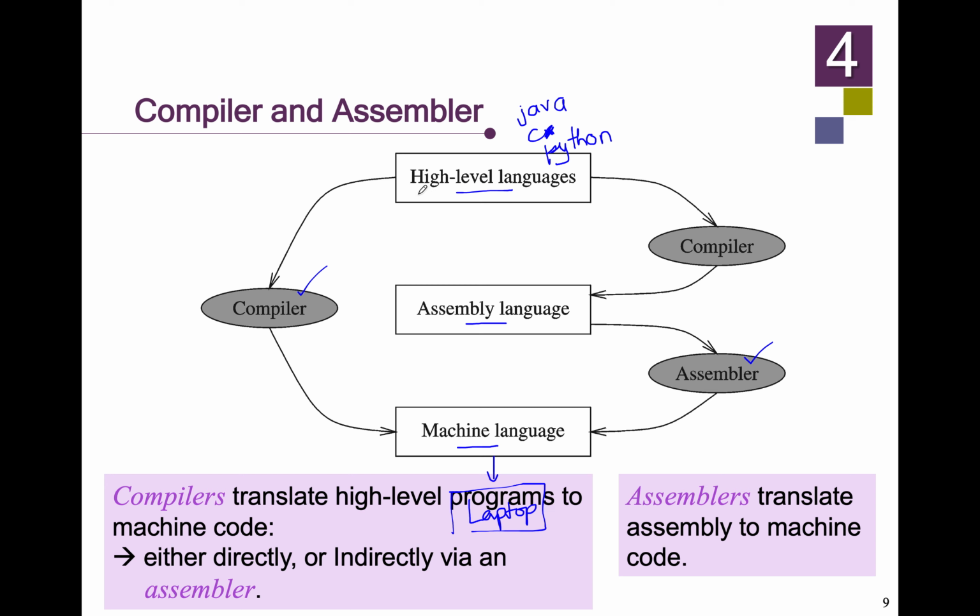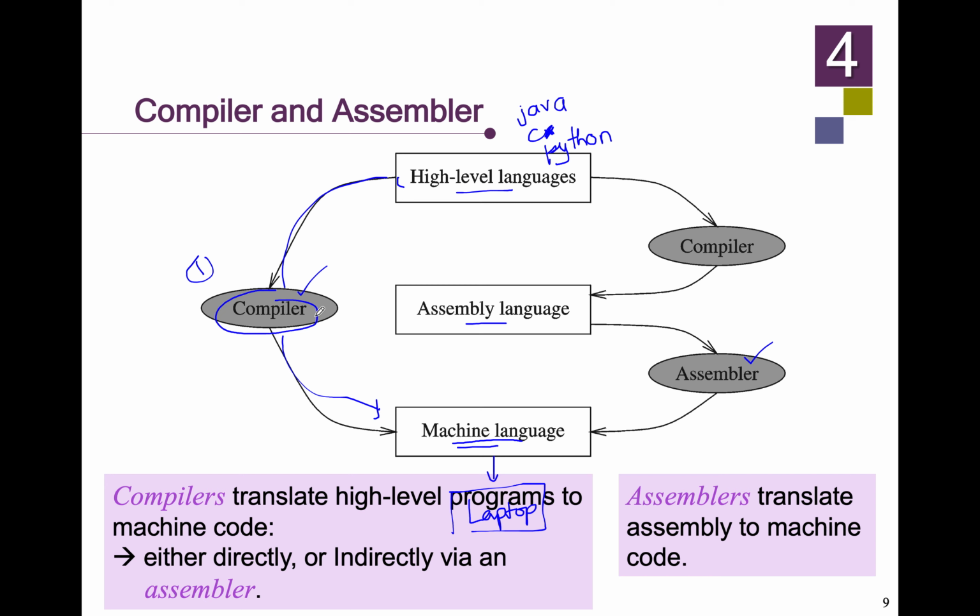Over here, your Java, your C, your Python, and whatever high level language can be converted directly to your machine language by using your compiler. So this is the purpose of your compiler, which is that it's going to compile your high level language into your machine language.